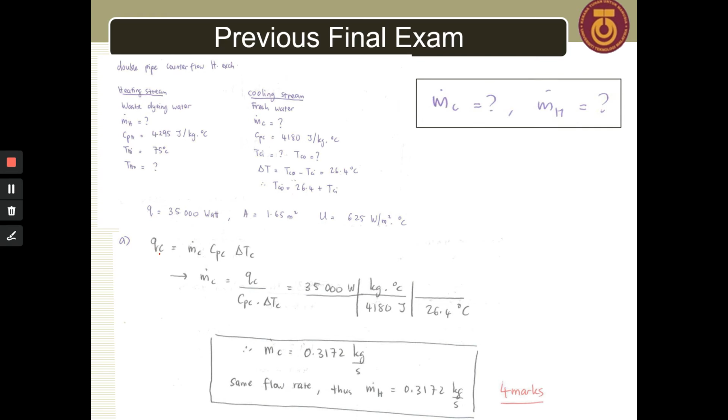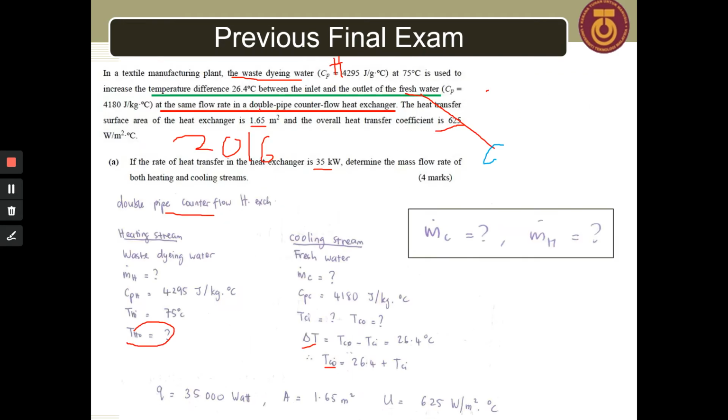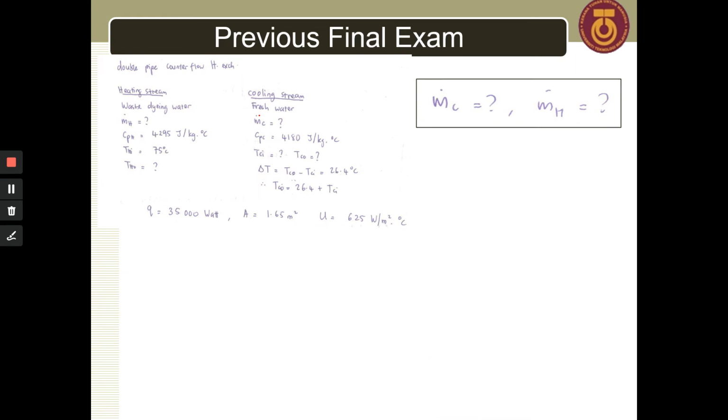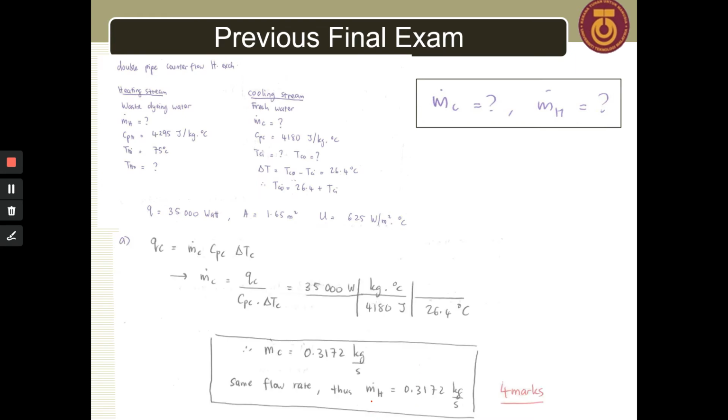Q for the cooling fluid is equal to its mass flow rate multiplied with its heat capacity and the temperature difference. Here, because we know the temperature difference, we get the mass flow rate of 0.31. Since the mass flow rate was the same, we could say that the MH here is also 0.31. So for this one, you get 4 marks.